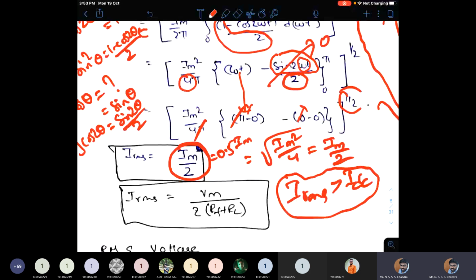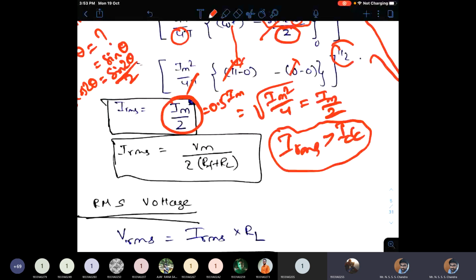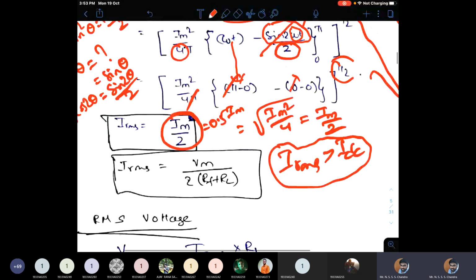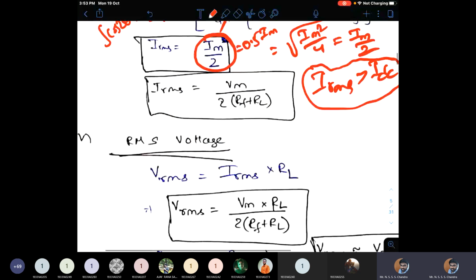Now again, Im by root 2. RMS equals Im by root 2. This is a half wave rectifier, not a full wave rectifier. We are not taking the entire sinusoidal voltage, we are only taking the positive half cycle. In the output, we are only getting the positive half cycle. So we begin with the same logic, finding the root of the mean squares, and we end up with Im by 2. This is valid only for the half wave rectifier. We are not dealing with a full sinusoidal voltage. The RMS value of a full sinusoidal voltage is Im by root 2. That I agree.